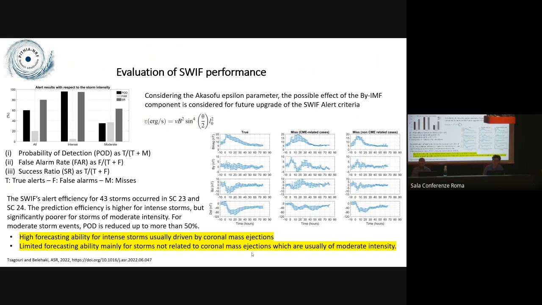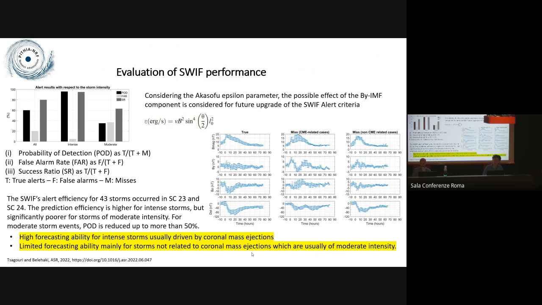This means that we have to revisit the criteria for the alert, but also the functions, the coefficients of the model, and apply some updates based on the analysis of recent geomagnetic storms.